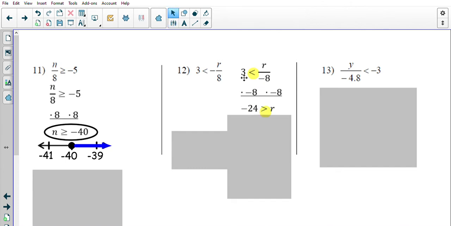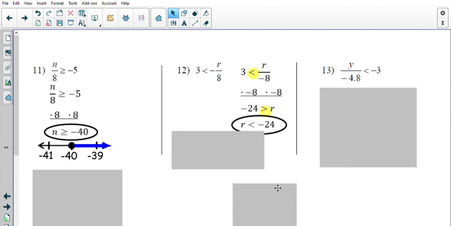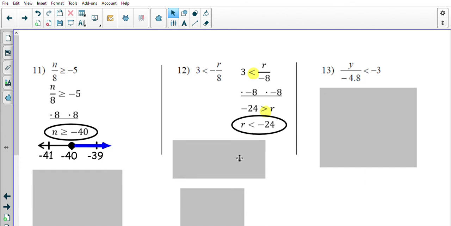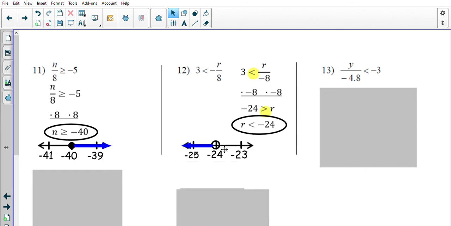But I'm also going to rewrite it with the variable on the left. So I flip everything around. It's r is less than -24. Open circle at -24. I'm going to shade to the left because it's less than. Be careful here. These are tricky. You will not see something quite as difficult as this on your test, but I still think it's good practice.